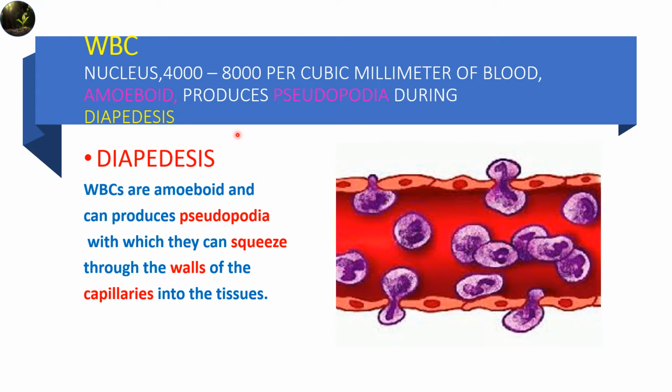What is diapedesis? Diapedesis means squeezing out of WBCs through the walls of the capillaries to the tissue fluid. Squeezing out of WBCs through the walls of capillaries, very important, through the walls of the capillaries to the tissue fluid is called diapedesis. While writing the definition, you have to use these terms, then you will get full marks. Don't miss the words walls and capillaries, walls of the capillaries. These terms you have to use.